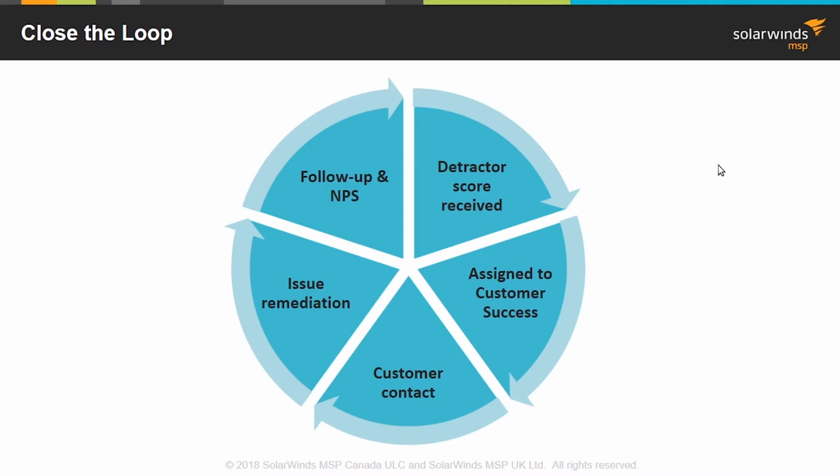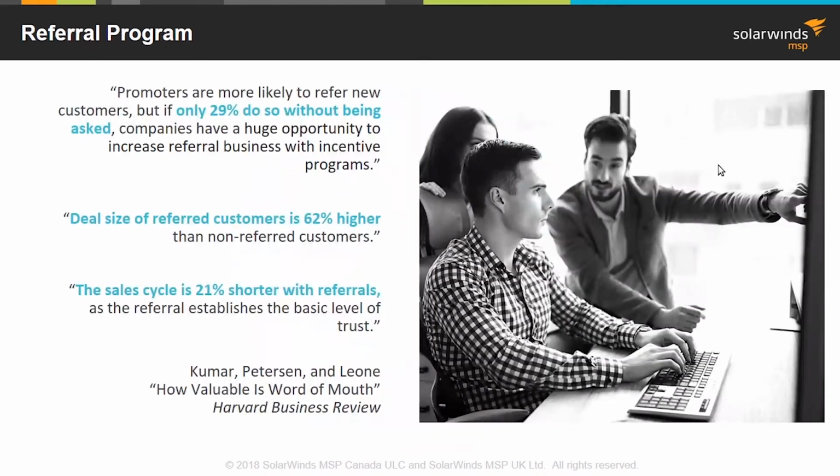Having a strong close-the-loop process that addresses negative scores quickly demonstrates to your customers that feedback is taken seriously and actioned quickly. Conversely, promoters, accounts scoring 9 or 10, are your best advocates out in the marketplace. And we have the opportunity to leverage their positive relationship for new business opportunities.